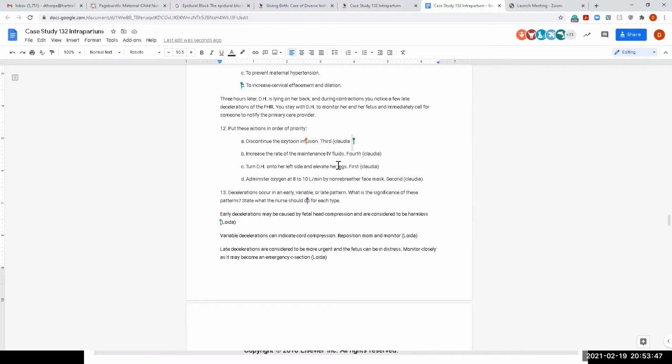Let's see. I'm going by the thinking that she's having the late decels possibly because she's flat on her back, so I would turn her to her left side, maybe put a pillow between her legs. I would increase her IV fluid and turn off the oxytocin, kind of all at the same time, and put her on some O2. You are almost doing this all at the same time.